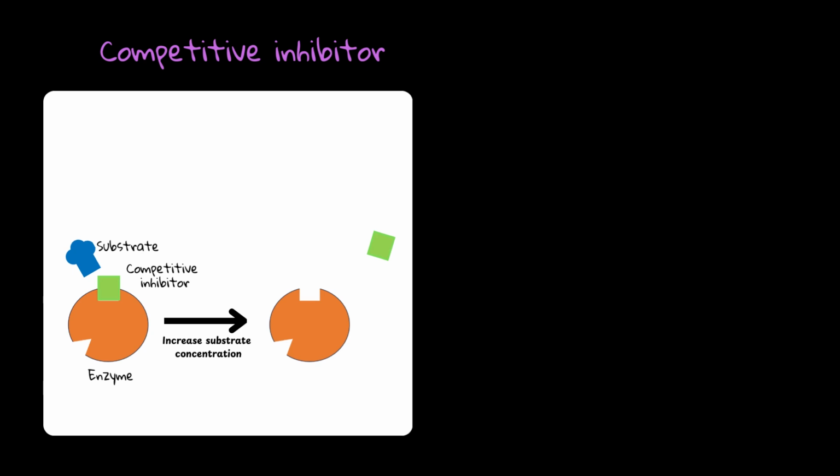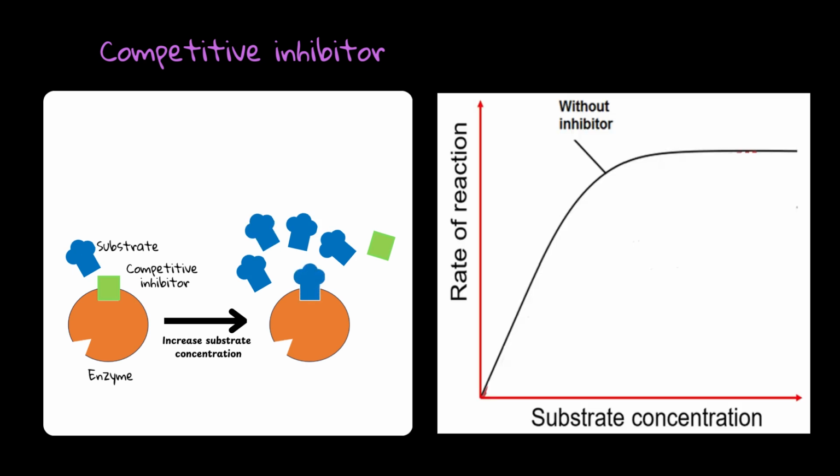To reduce the effect of inhibition, the substrate concentration should be increased. This gives the substrate a greater chance to bind to the active site. So, in competitive inhibition, the same quantity of product is formed, but it takes a longer time.